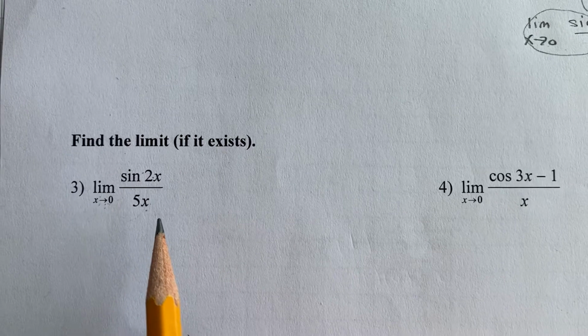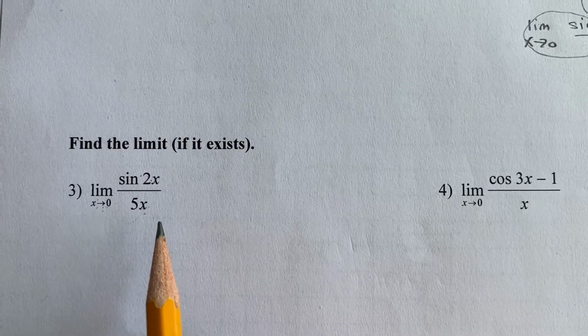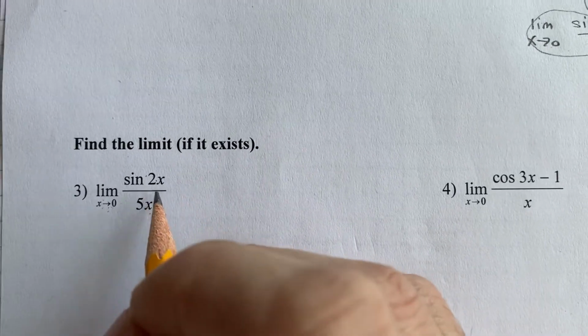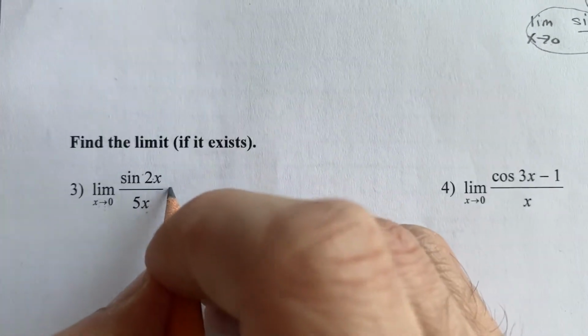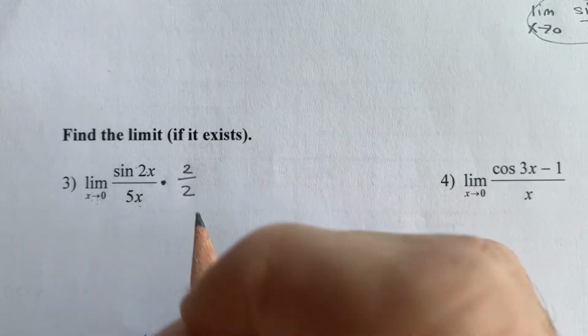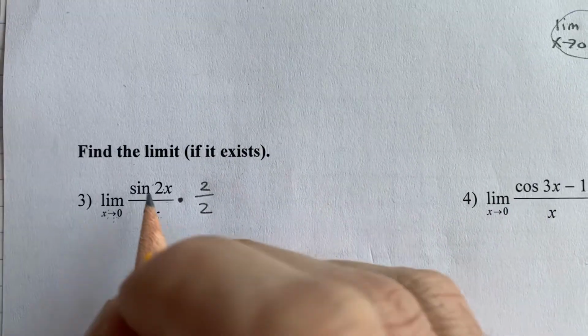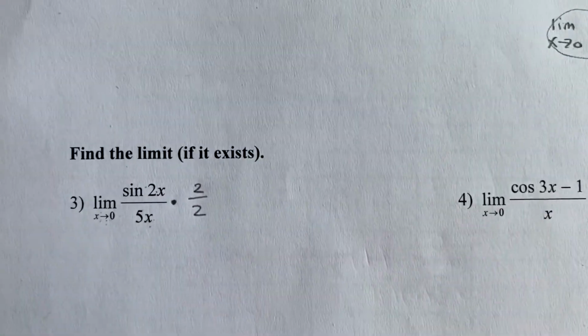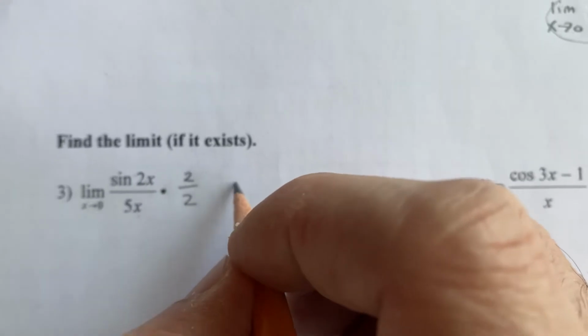Again, that doesn't mean there's no answer, doesn't mean it's undefined, doesn't mean the answer is 0. It just means you're going to have to manipulate somehow. The way I'm going to manipulate is to multiply top and bottom by 2 over 2, and you'll see why in a minute. I'm going to run out of space downwards, so I'm going to write horizontally.